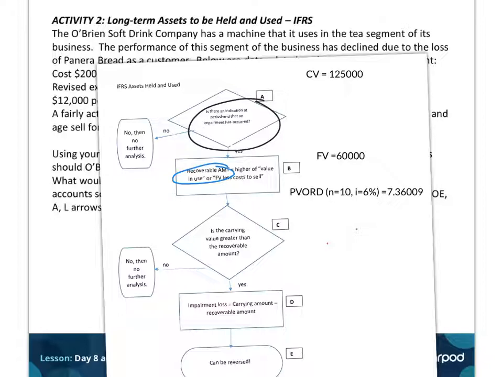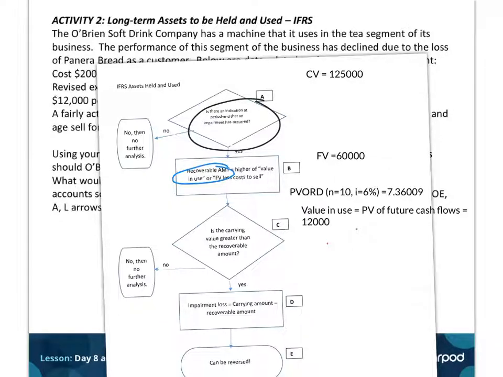All right, now that's not an answer. That's the present value factor that I'm going to use to calculate the present value of that $12,000 annuity, and we're going to call that the value in use. Value in use equals the present value of future cash flows. This is the difference here between IFRS and USGAAP.